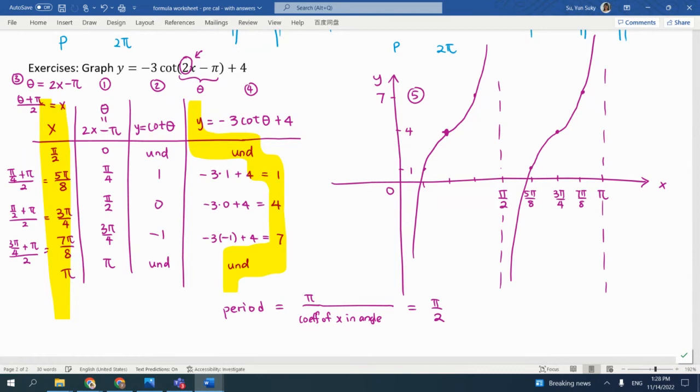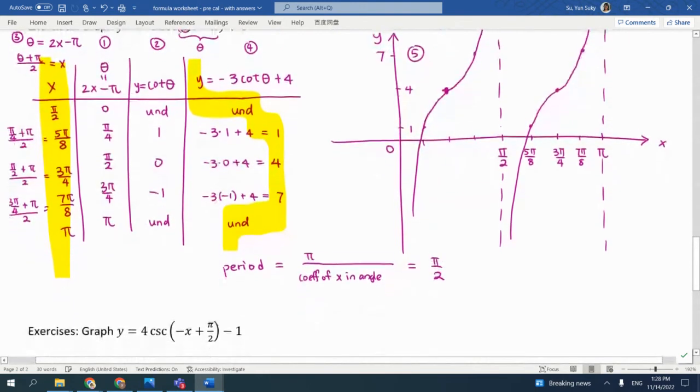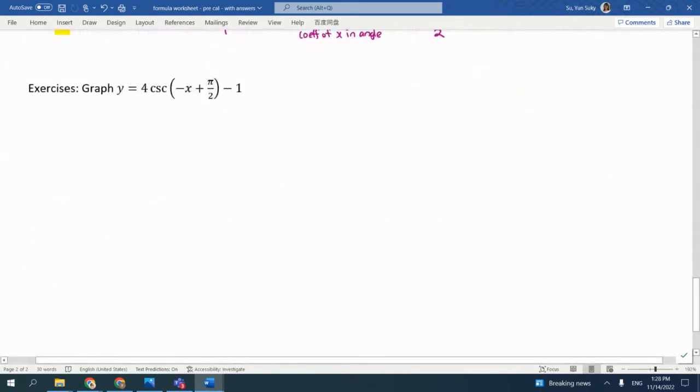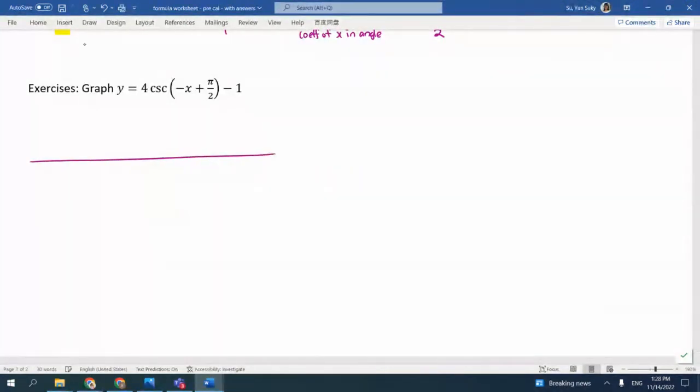So is that clear how to draw trig graphs? Yes? Okay. Let's do one more exercise. In the exam, I will ask you to draw 3 trig graphs. One of the sine, cosine, tangent, cotangent, secant, cosecant. So you're going to be familiar with all 6 of them. Okay? All right. Now, secant, do the same thing.